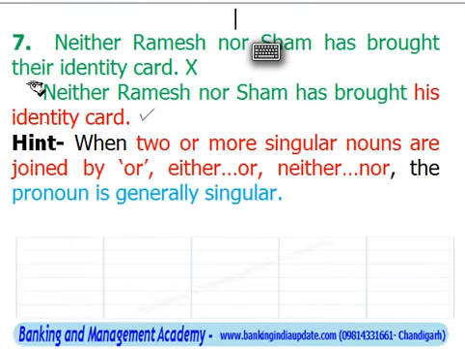The seventh sentence reads, neither Ramesh nor Shyam has brought their identity card. Now, in this sentence, it is important to note that Ramesh and Shyam are two singular nouns. When they are joined by neither nor, the pronoun has to be singular. The correct sentence is, neither Ramesh nor Shyam has brought his identity card.